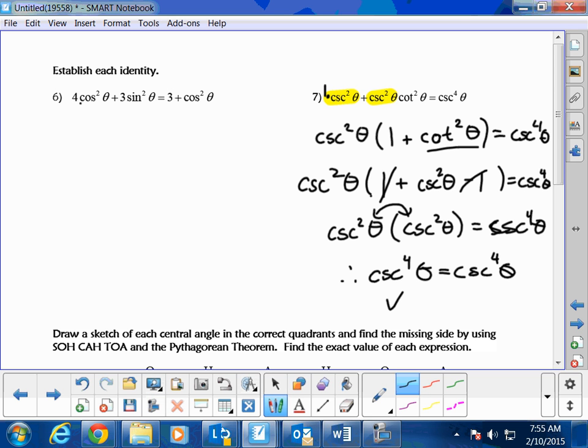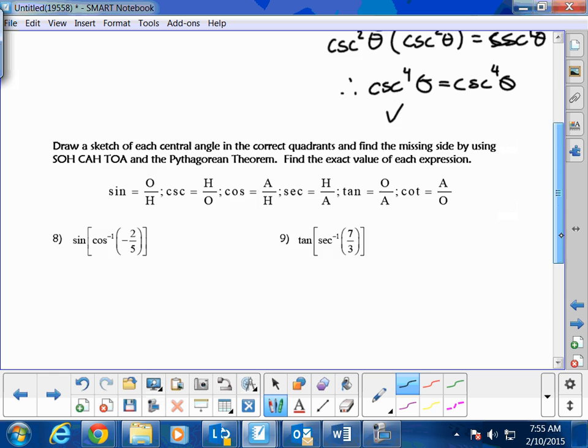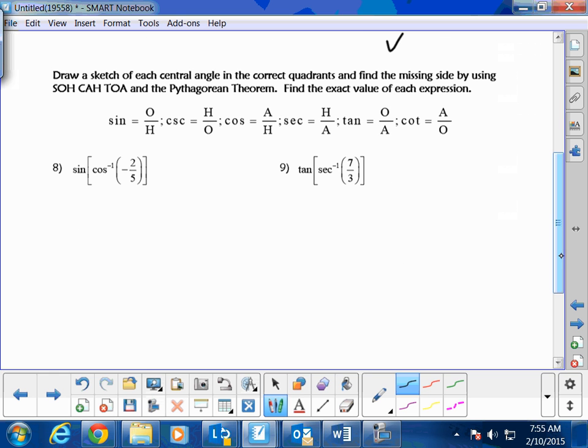All right, now let's go ahead and work on the last ones of this review. This one says, draw a sketch of each central angle in the correct quadrant and find the missing side by using SOHCAHTOA and the Pythagorean Theorem. One of the things we have to keep in mind is that our end goal is to get sine theta, which is opposite over hypotenuse. This is what my answer is going to be, so my answer is going to be a derivative of what those two are.